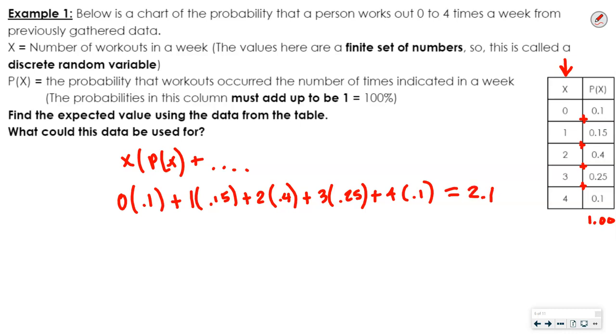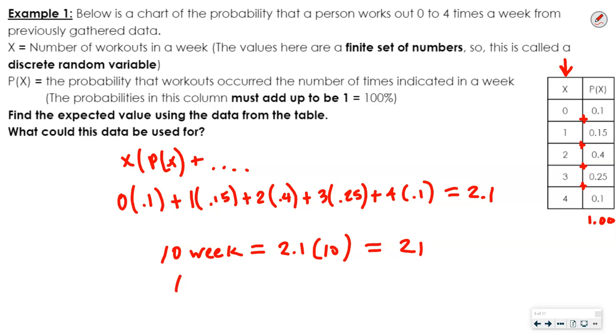Well, what does that mean? It says, what could this data be used for? Obviously I'm not working out 2.1 times a week, but if I wanted to know how many times on average I would work out in 10 weeks, couldn't I do 2.1 times 10? That would mean in 10 weeks I would work out 21 times.